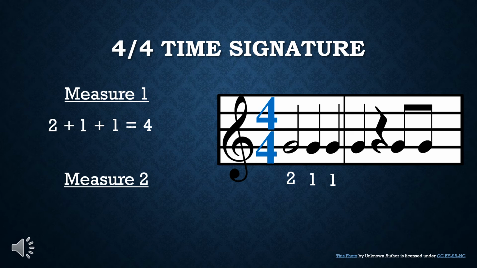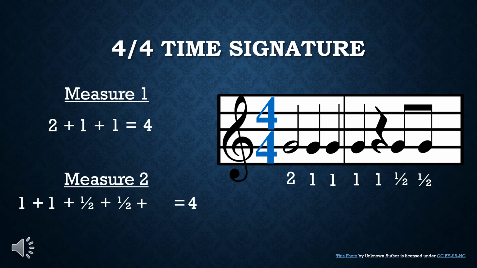Now let's look at the second measure. We have a quarter note, a quarter rest, and 2 eighth notes. We already know that our quarter note and our quarter rest are both worth 1 beat, but then our eighth notes are worth half a beat each. So now we have 1 plus 1 plus 1/2 plus 1/2. That will give us 3. Is that right? No, we need 1 more beat to give us our full 4 counts.